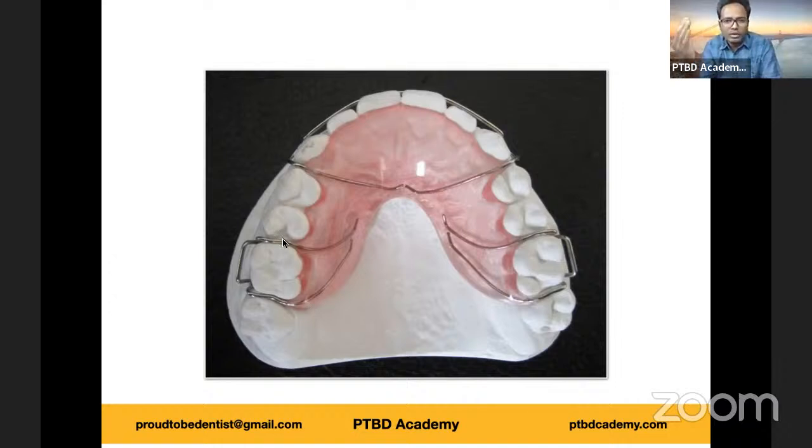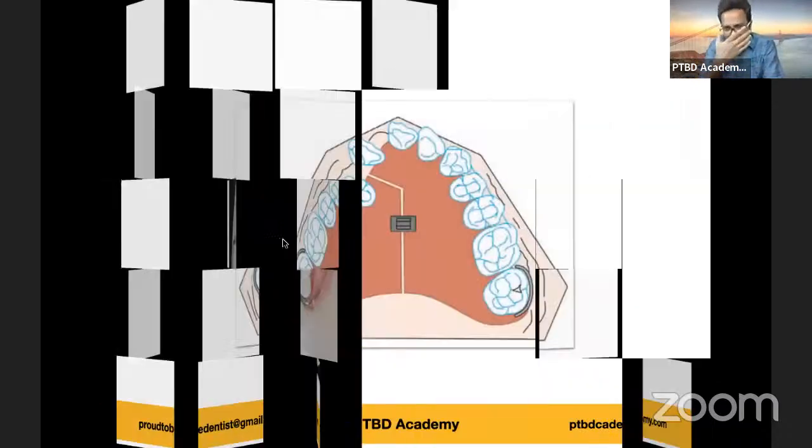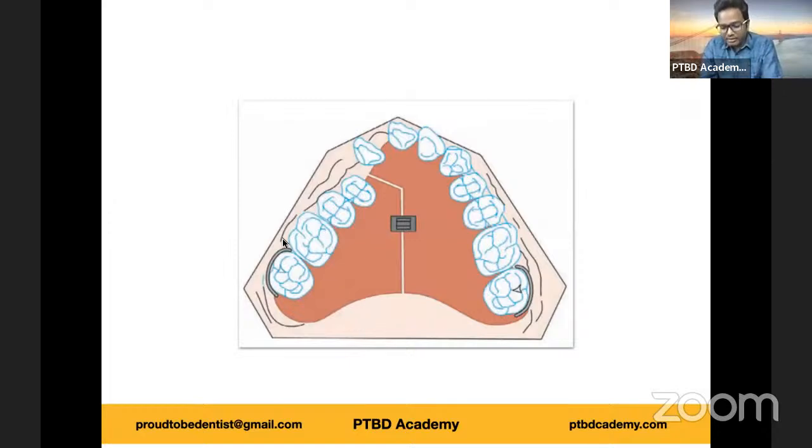So labial bow, base plate, and clasps completes this very simplistic design of appliance. And as you all finally rightly answered, Hollis appliance is the right answer. There are so many indications and advantages. We'll skip that part, and let's see how many of you are going to answer this right.